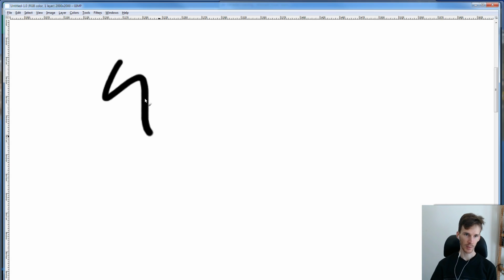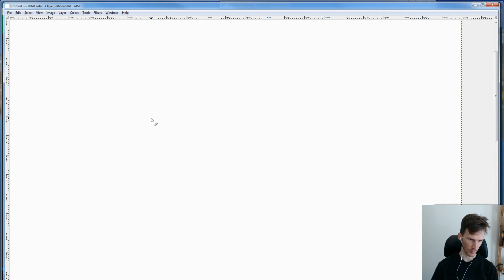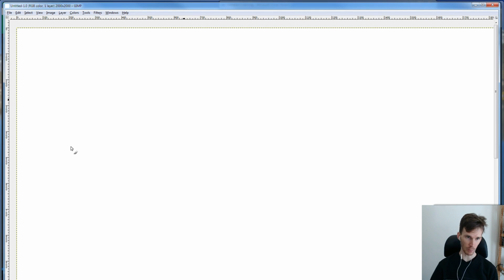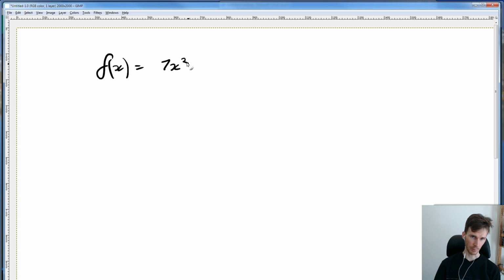And oh, that's really zoomed in. Can I zoom out, please? So what we had done so far with that was simple integration and differentiation. So if you recall, if we have a function f of x equals, what do we have, 7x to the third, etc., etc.